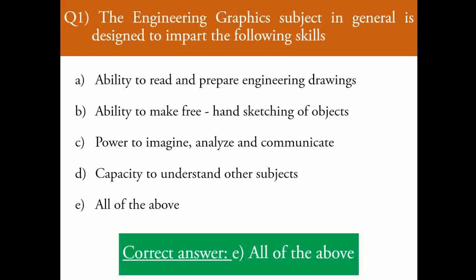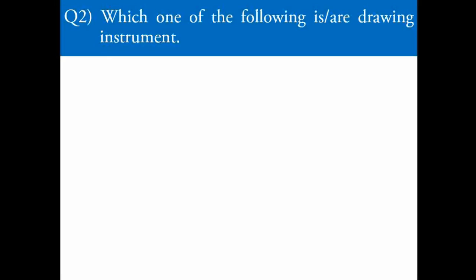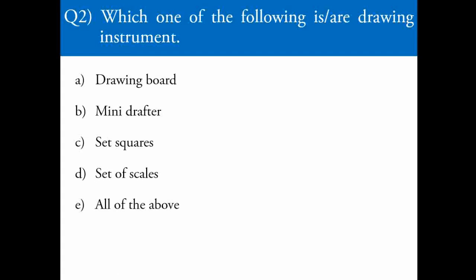Now the next question: which one of the following is or are drawing instruments? Some options are listed, and out of that you have to identify. The first one is the drawing board. The second one is the mini drafter. The third one is the set square. The fourth one is the set of scales, and the fifth one is all the above, means option E. So I hope all of you are aware of that.